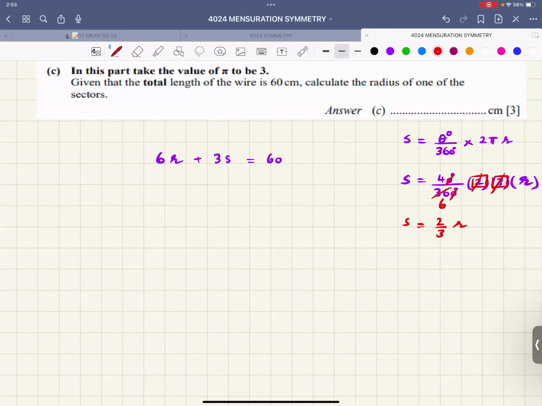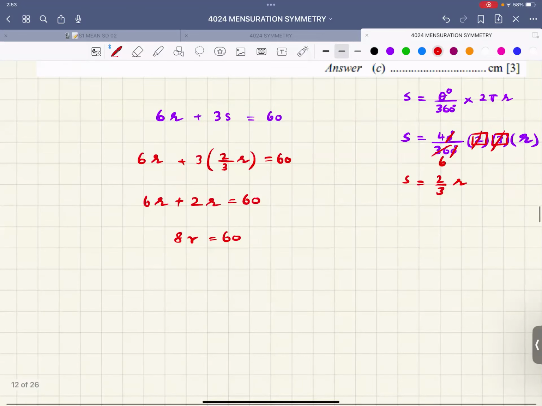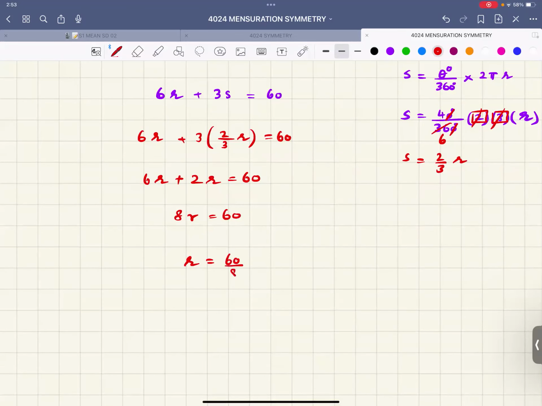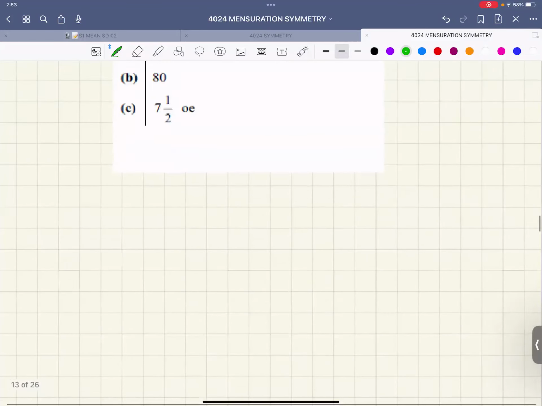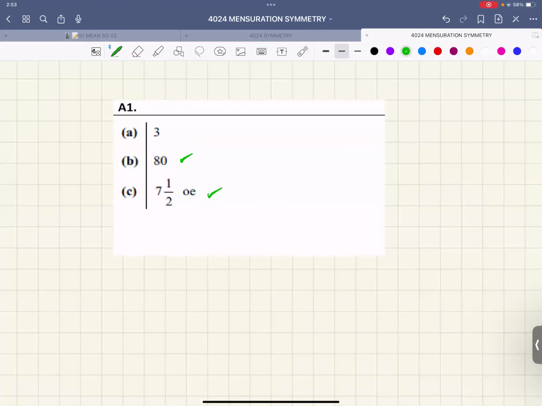S is 2/3 R. So 6R as it is, 3 times S is 2/3 R equals 60. 6R plus 2R equals 60. 8R is equal to 60. Therefore, R is 60 over 8. 2 into 4 into 15. 4 into 2. So therefore, R comes out to be 7.5. Calculate the radius. That is the answer. That is centimeters. So this is 7.5. This is 80. This is 3.